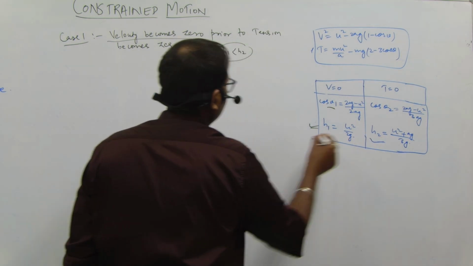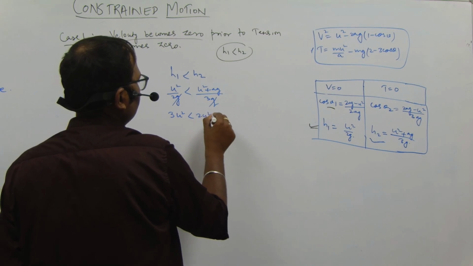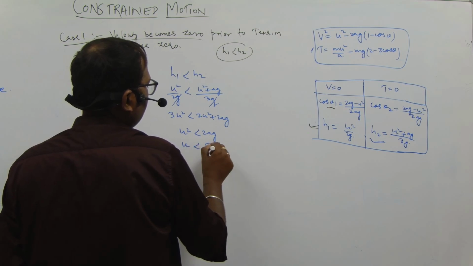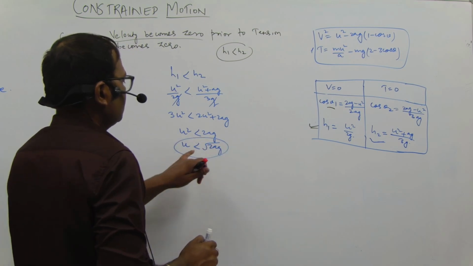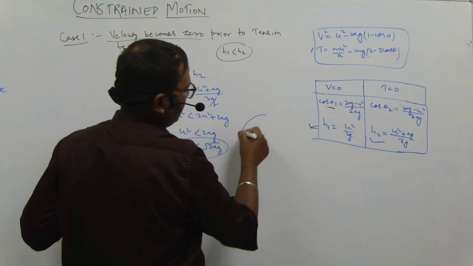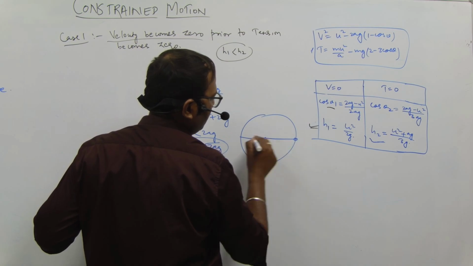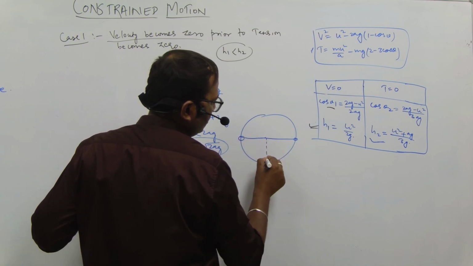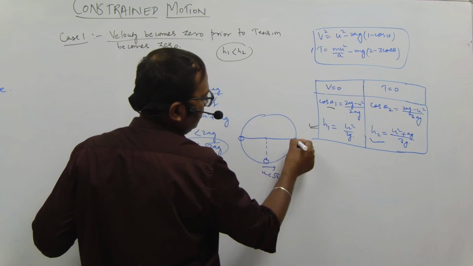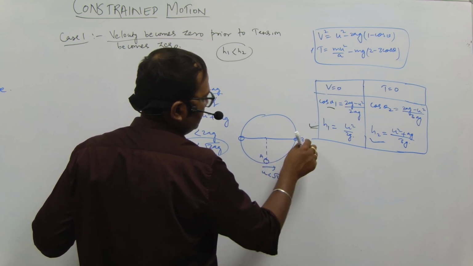So this is h2. The 3g gets cancelled. So 3u square is less than 2u square plus 2ag. So we have u square less than 2ag. So u is less than root under 2ag. Okay, so if our velocity is less than root under 2ag, the particle will not reach the position that is on the horizontal diameter. It will lie somewhere below this point. This is the horizontal diameter. So if our initial velocity u is less than root under 2ag, this particle will not reach this point B that is on the horizontal diameter. So let us consider this point as A and this point as B.